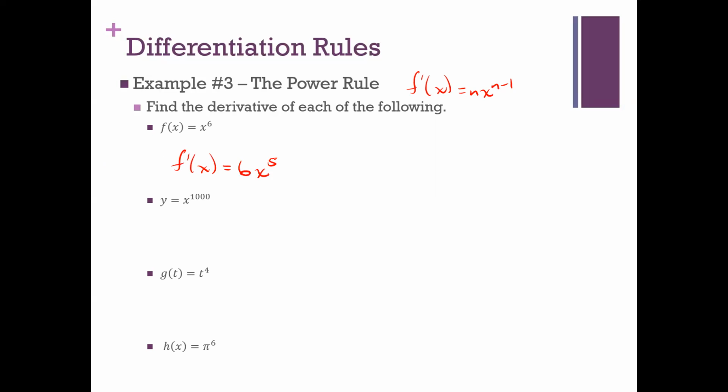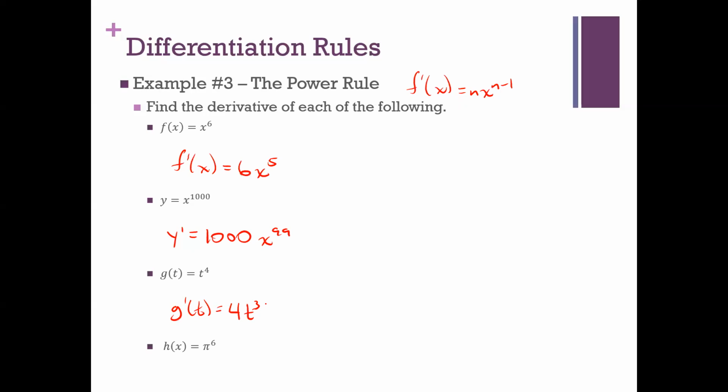That's really what that tool allows us to do now. How about y prime here for x to the power of 1,000? 1000x to the 999. G prime of t? 4x to the third. So close. Keep my variables. But yeah, you got it.